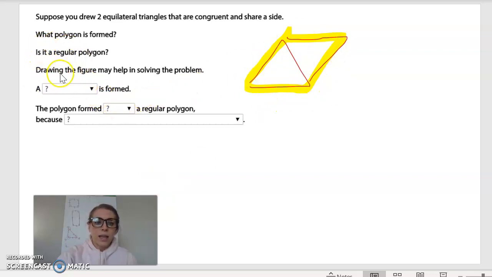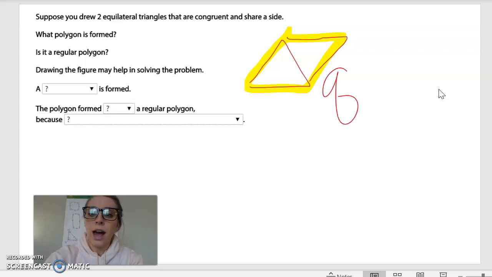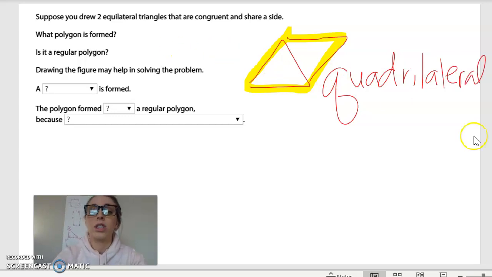So we formed a quadrilateral with two triangles. The next question asks us, we learned about polygons yesterday, so this is building on what we learned yesterday. The next question says, the polygon formed blank a regular polygon.